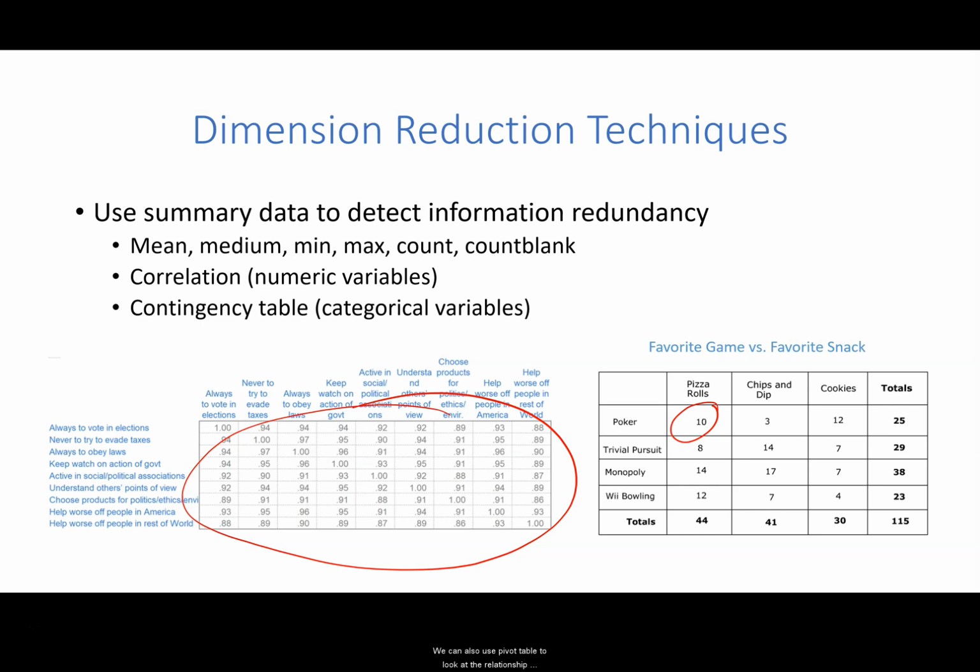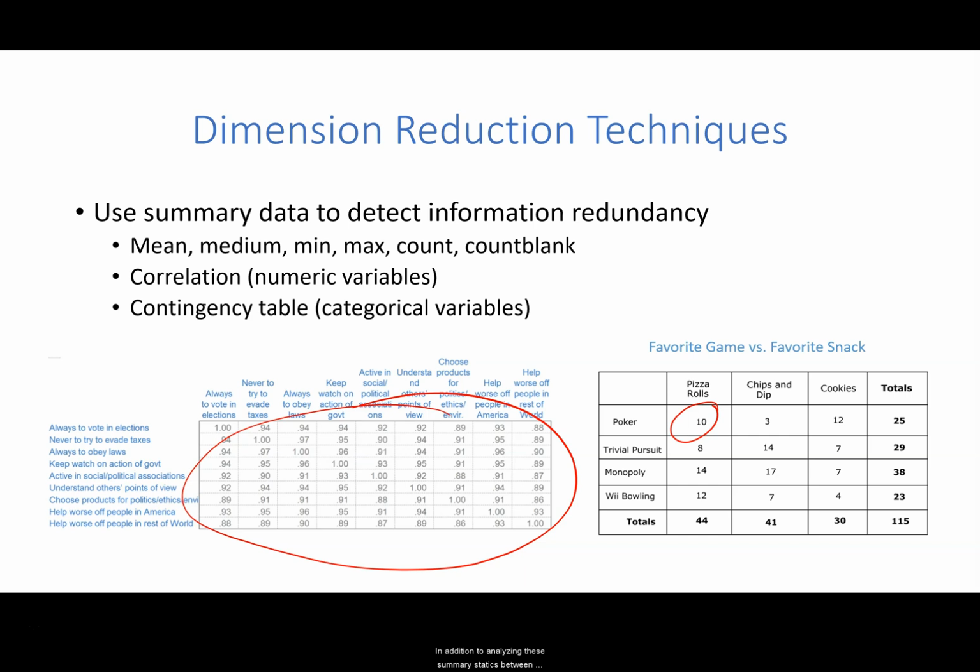We can also use pivot table to look at the relationship between categorical variables and numeric variables. For example, use the pivot table to show houses with various number of bedrooms, which is a categorical variable, and their average house values, which is a numeric variable, to see if the number of bedrooms makes a difference in terms of house value.